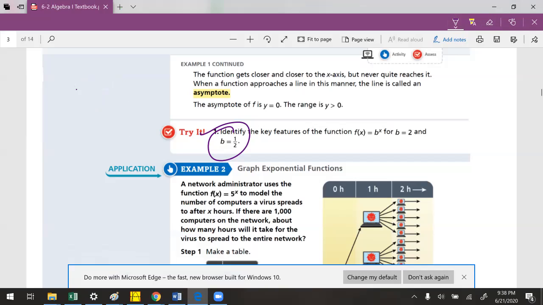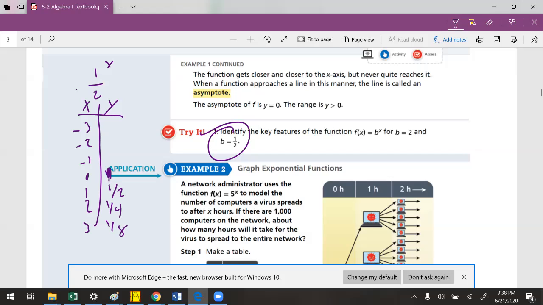Okay, b is 1/2. Let's say 1/2 to the power of x. If I make a table for this real quick: -3, -2, -1, 0, 1, 2, and 3. Let's talk about anything to the 0. 1/2 to the 0 is always 1, no matter what, okay? 1/2 to the first is the same number. 1/2 squared is 1/2 times 1/2, it's 1/4. 1/2 to the third is 1/2, 1/2, 1/2, it's 1/8. Remember, if it's negative, it flips. So this now becomes 2, 4, and 8.